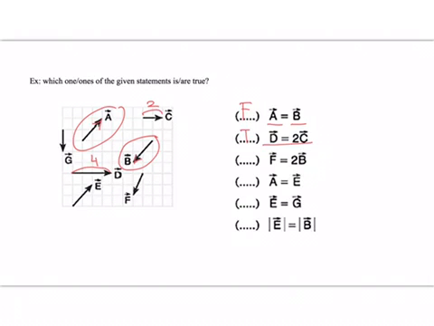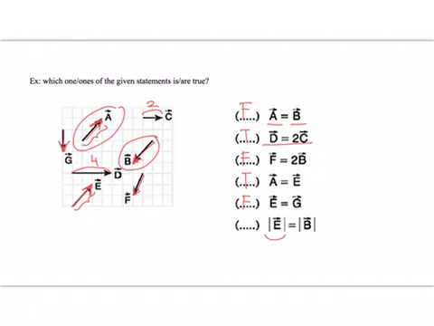F is equal to 2B. F and B don't have the same direction, so it is false. The vector A is equal to vector E. Vector A and E have the same direction with the same magnitude, so it is true. The vector E is equal to G. E and G don't have the same direction, so they can't be equal.